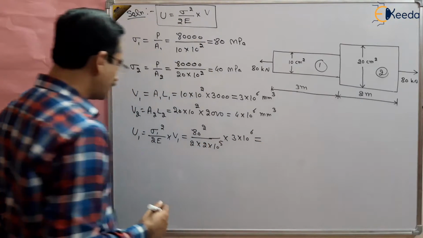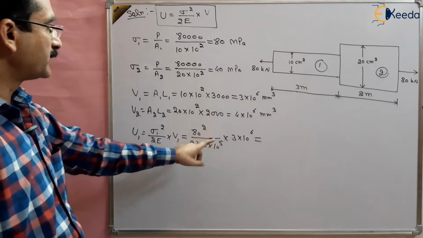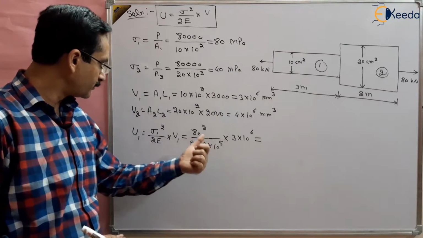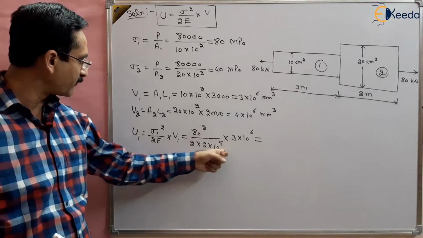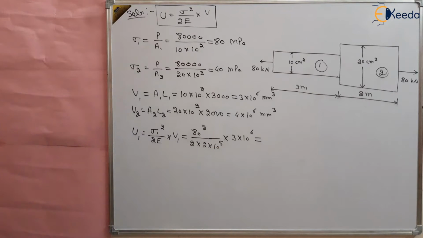So this will come out to be the strain energy stored in the material 1 in Newton millimeter, which can be converted to Newton meter also. So solve it and find out the value of U1. So what is the value of U1? That is 48,000 Newton millimeter.